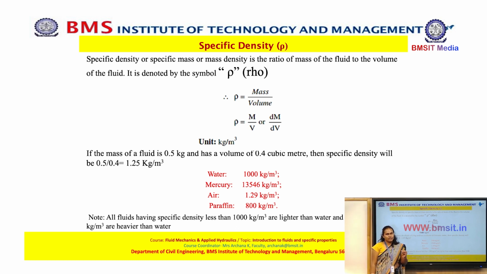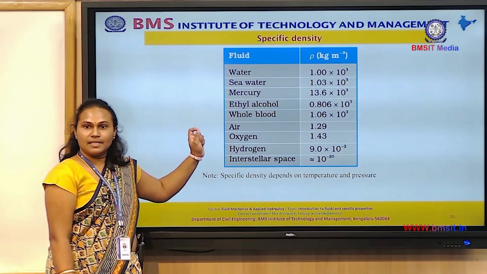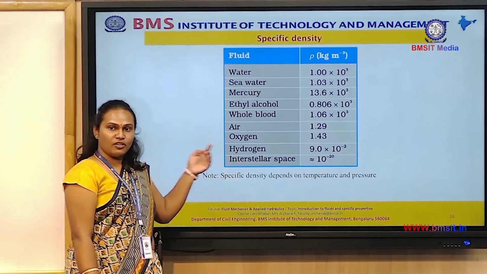Water is the reference line, and the value of specific density for water is 1000 kg per meter cube. So any matter having the specific density less than 1000 will be lighter, more than 1000 will be heavier than water. The next specific property is... these are some of the specific densities that I have already mentioned.